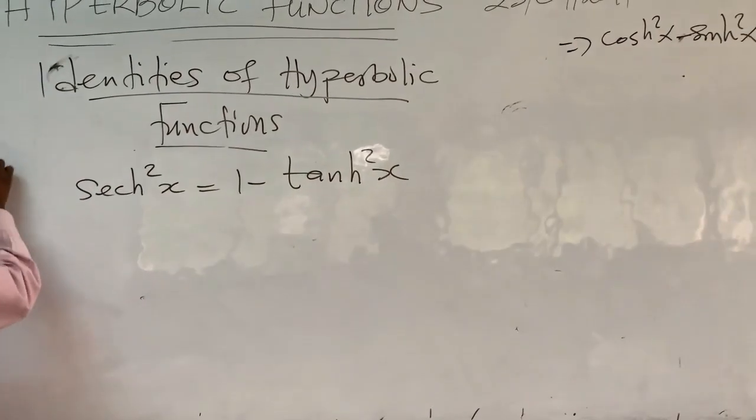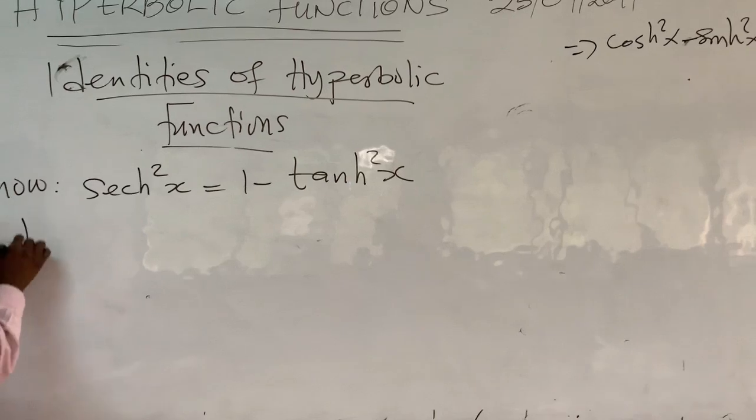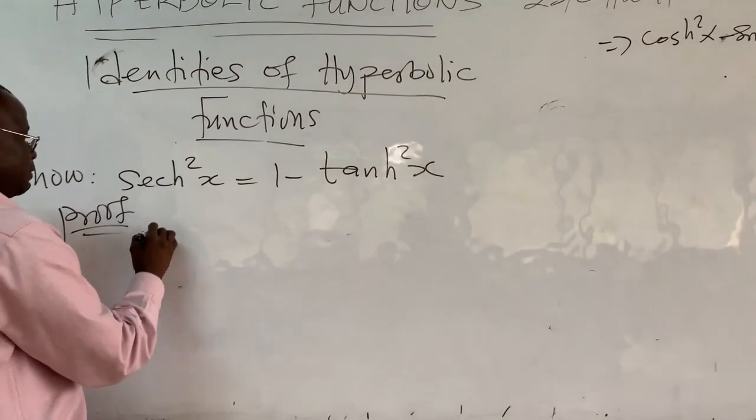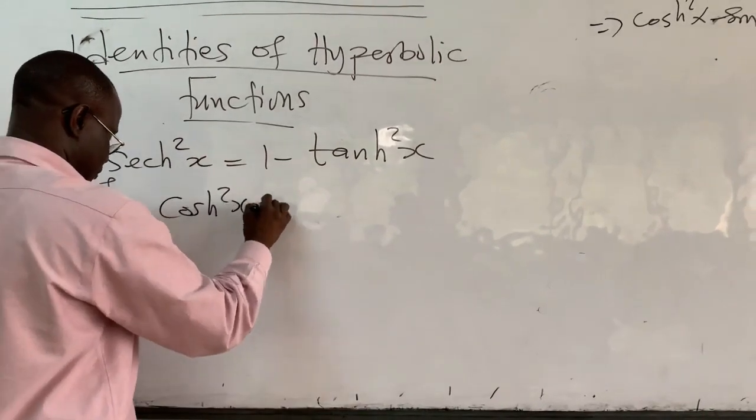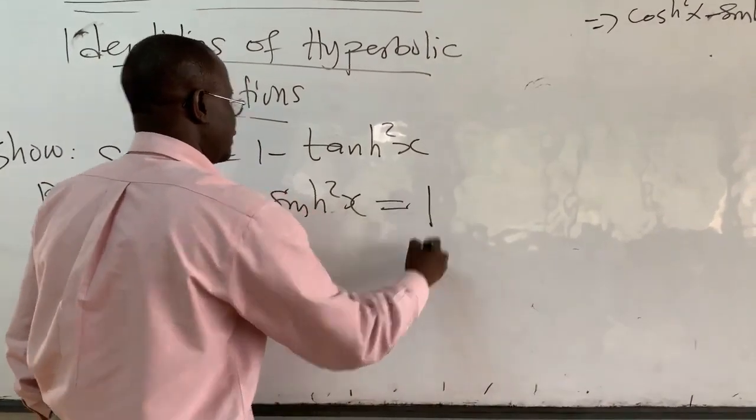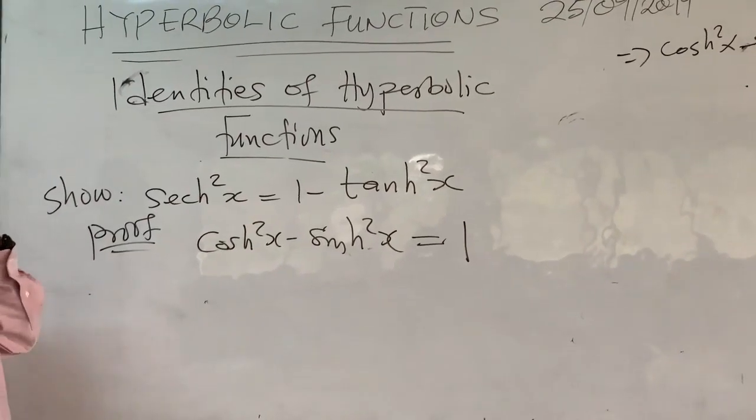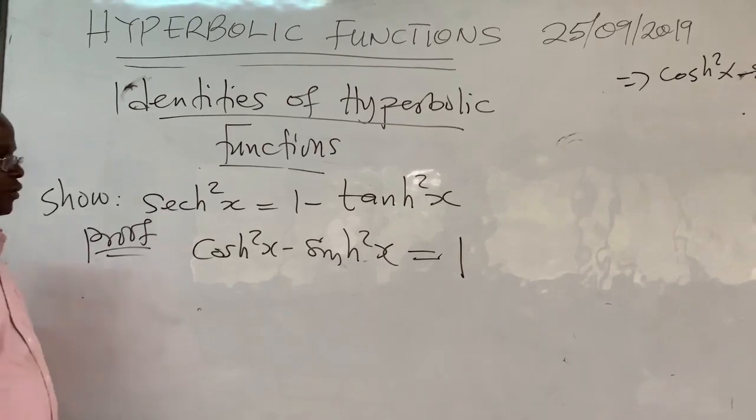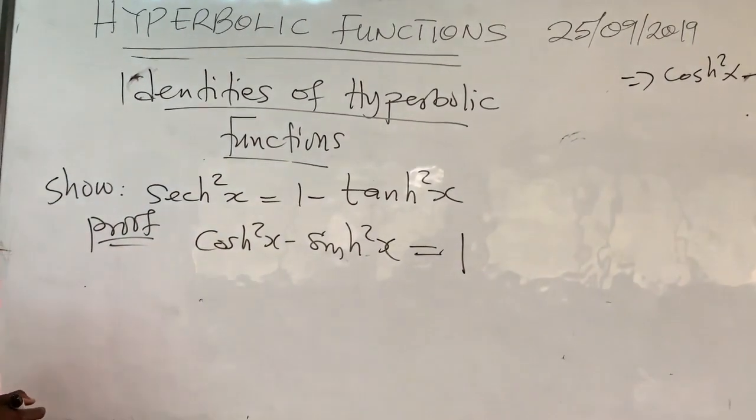So I want to show this. How do you prove it? Okay? Recall or remember that we said cosh squared x minus sinh squared x, we just proved that is equal to 1. How do we get this one? Okay, now sech is 1 over cosh. So all you do is you can divide through by cosh squared.